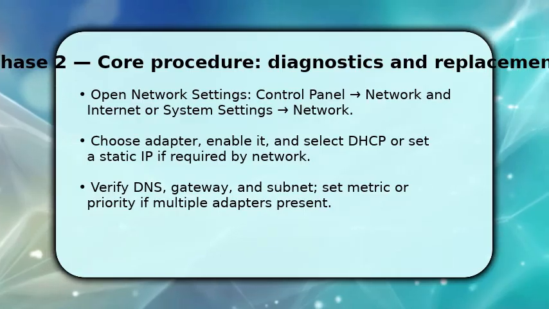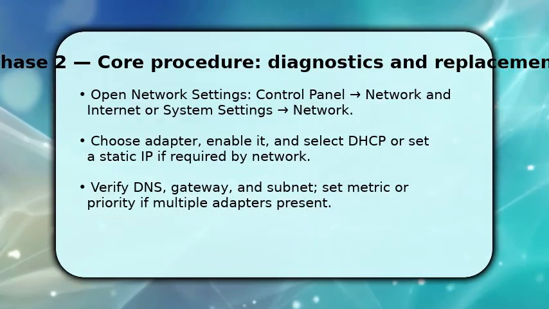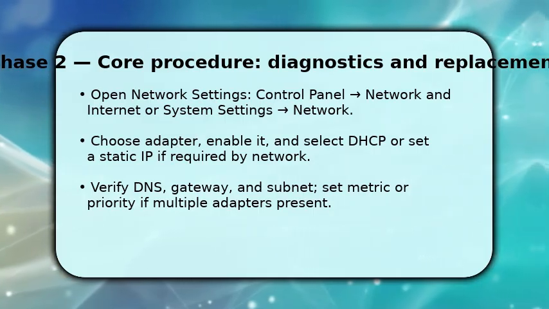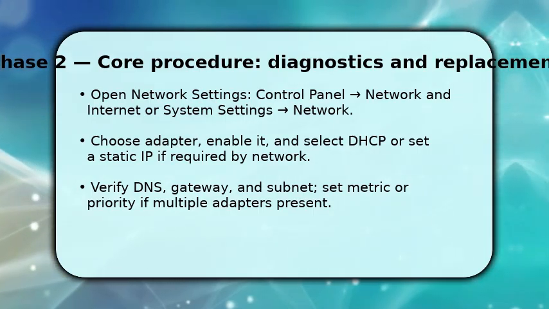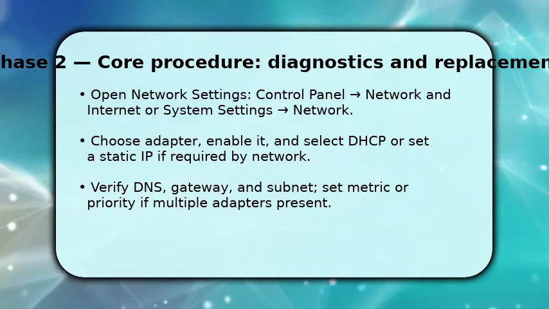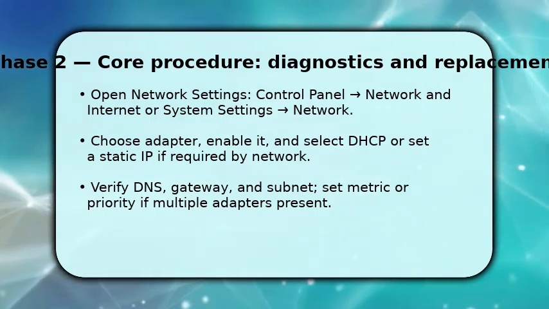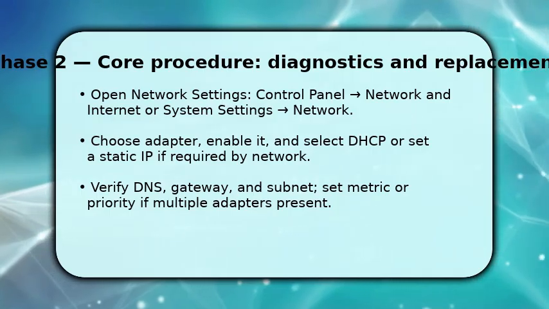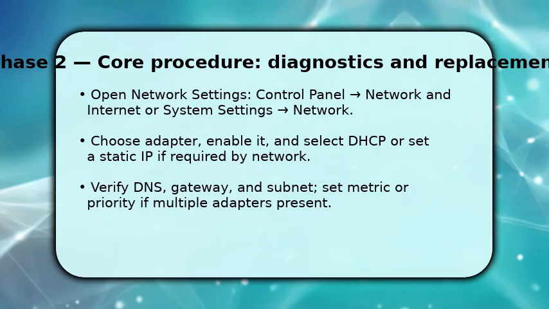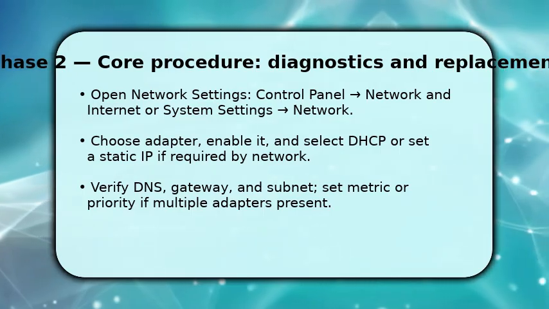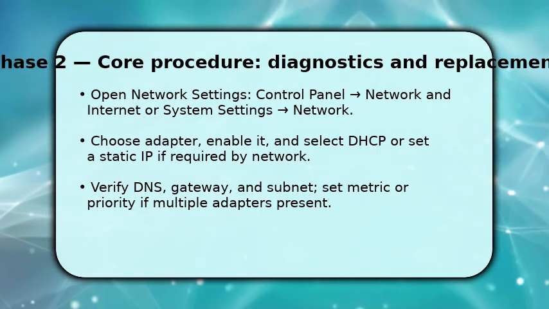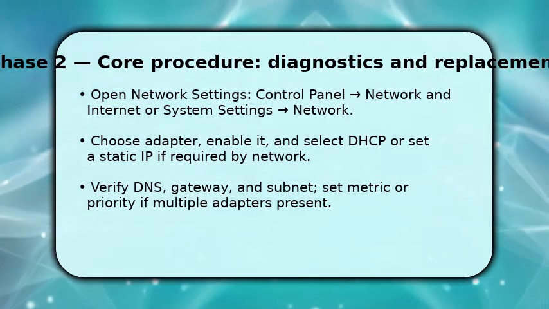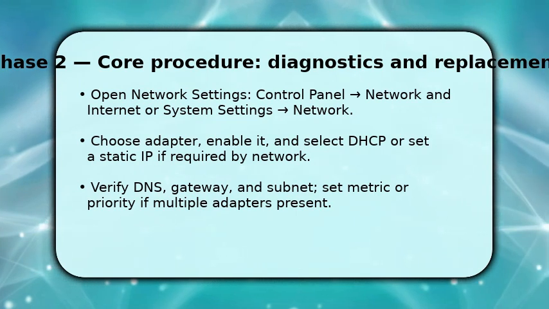Once the OS recognizes the adapter, open Network Settings and locate the new Ethernet or USB network interface. You should enable it, then select Automatic IP via DHCP unless your network requires a static IP. If static, enter IP, subnet mask, gateway, and DNS values exactly. Make sure the adapter has higher priority than other interfaces when you need it to be primary. If using shared internet from a phone, enable tethering on the phone and confirm the laptop receives an IP.